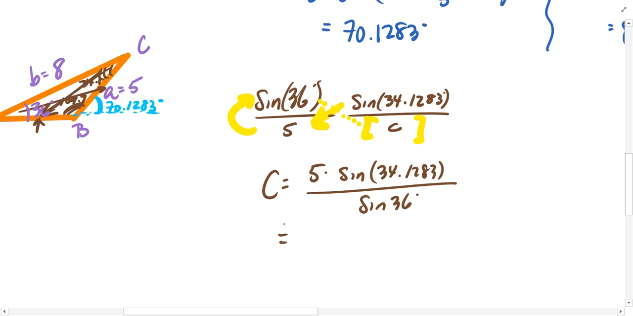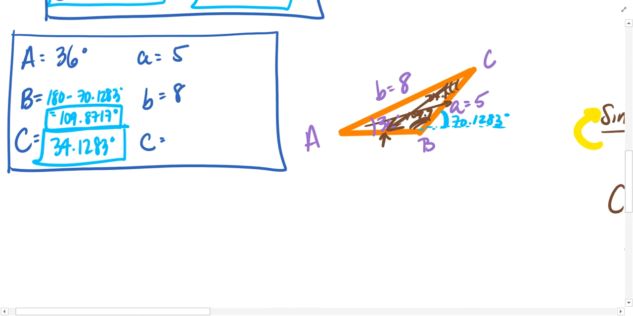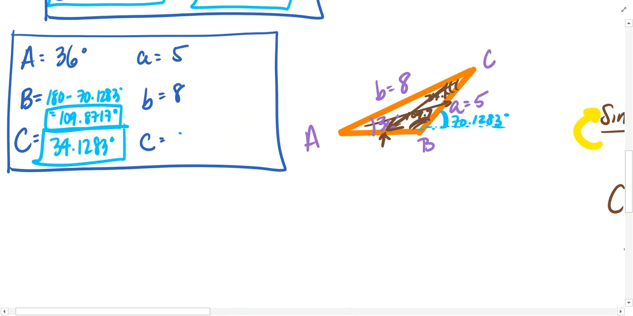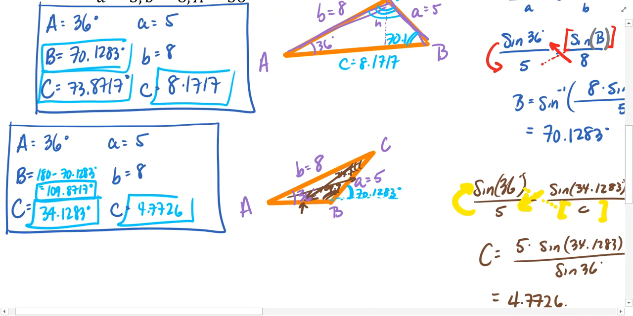So here's the setup, and if I use the calculator off screen to solve, I see a result of 4.7726 units. So it looks like side length C in this case is 4.7726. And that is indeed different than the initial triangle that we solved.